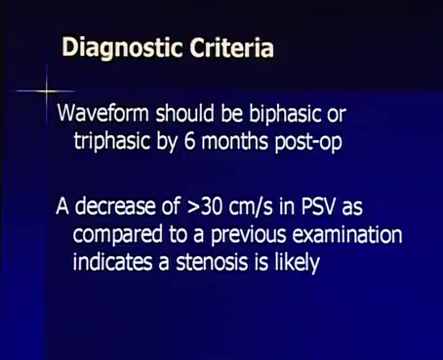Now, we all look for a magic number to kind of clue us in as to when that bypass may be in trouble. Certainly one value that people pay attention to is the peak systolic velocity. And as we continue to see these patients serially through their life, if we notice a decrease of greater than 30 centimeters per second in the peak systolic velocity, compared to a previous examination, something has changed in that bypass, and there's probably a stenosis likely, and we have to go find it.